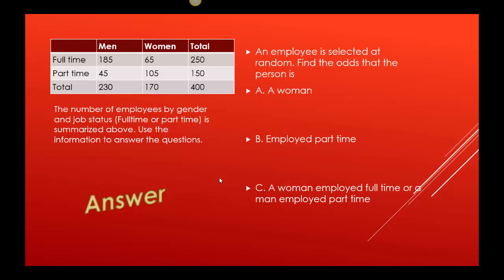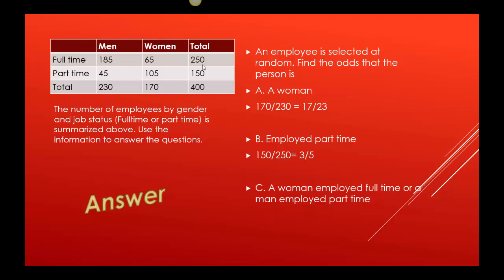Alright, so let's start with a woman. So I can look, there are 170 women, because you can read it right here, and there are 230 men. So the odds that a person is a woman would be 170 to 230. You could just drop the zeros, make that 17 to 23. Okay. Employed part-time. So here I can see 150 that are part-time, and then 250 that are full-time. So 150 to 250. You can reduce the zeros, but then also reduce by 5. So I divided both of them by 50, so I got 3 to 5.